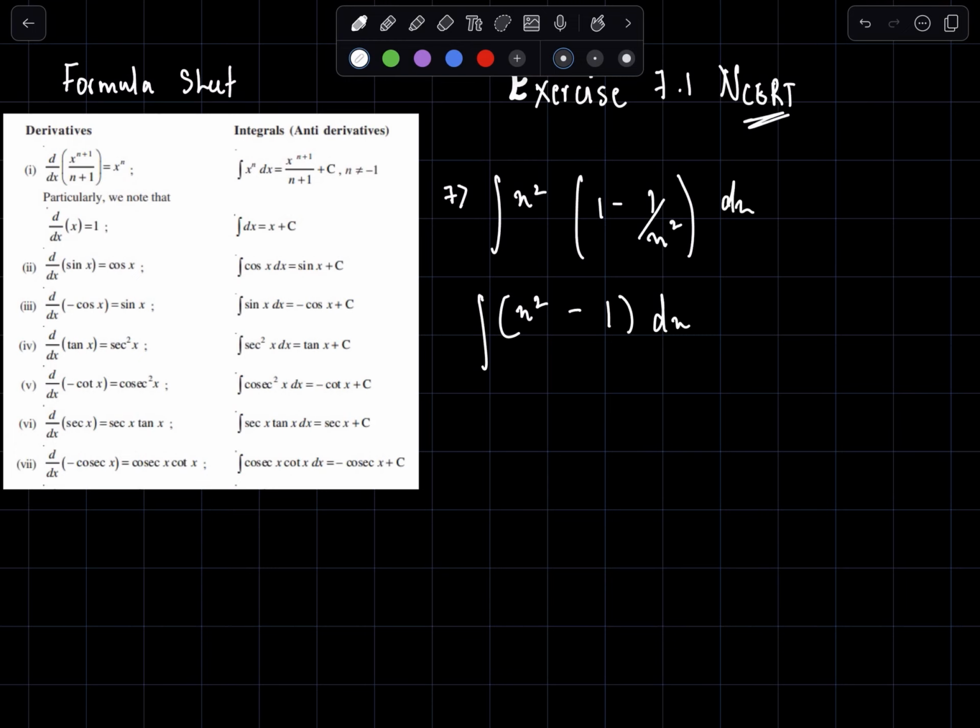Again, apply the same properties. You have two elements that are being subtracted, so integrate the individual elements, and then subtract them. So integral of x squared dx minus integral of dx. Right? So this is integratable, which is x cubed over 3, remember, again, plus 1 divided by 2 plus 1.